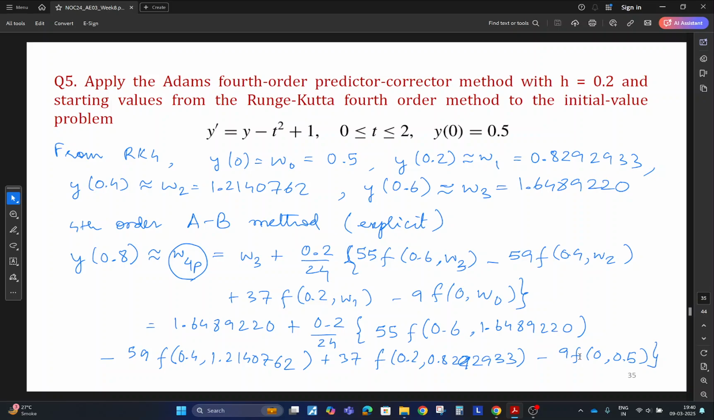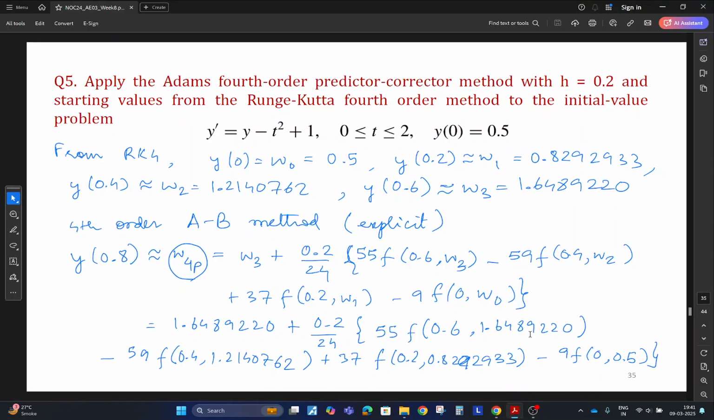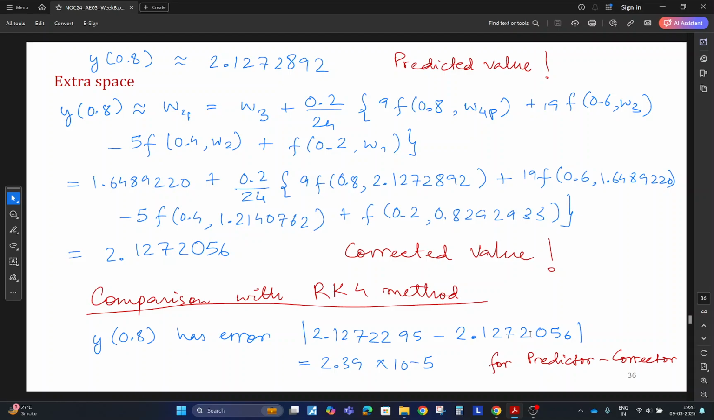1.6489220 plus 0.2 by 24 times 55 into value of function at 0.6 comma 1.6489220 minus 59 times value of the function at 0.4 comma 1.2140762 plus 37 times the value of the function at 0.2 comma 0.8292933 minus 9 times the value of the function at 0 comma 0.5, and the predicted value thus becomes 2.1272892.